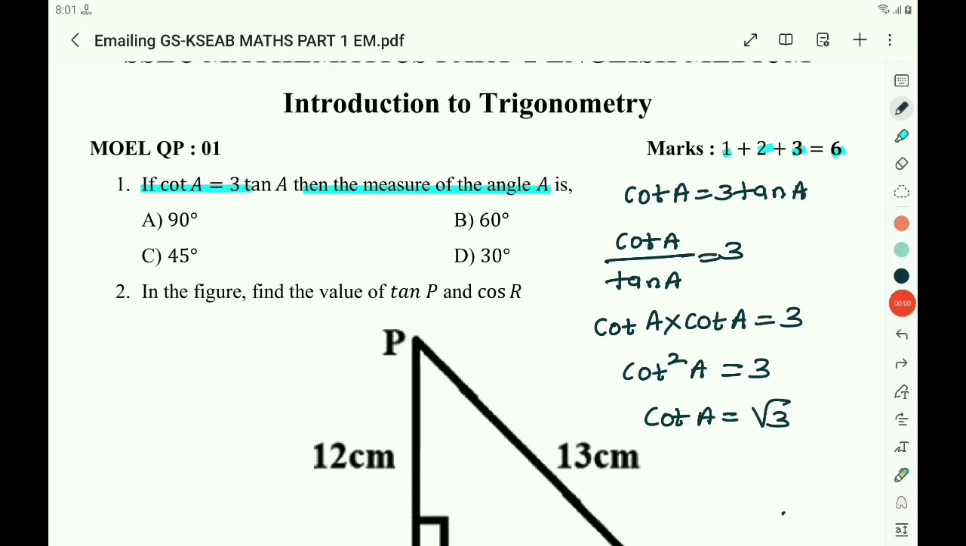Cot how much is root 3? You know that tan 30 is 1 by root 3 and cot is the reciprocal of tan. Then the reciprocal of 1 by root 3 is root 3. So you can take cot 30 is root 3. Cot 30 is equal to root 3. Then what is the value of A? Angle A is equal to 30 degrees. Then what is the answer? Option D is the answer.